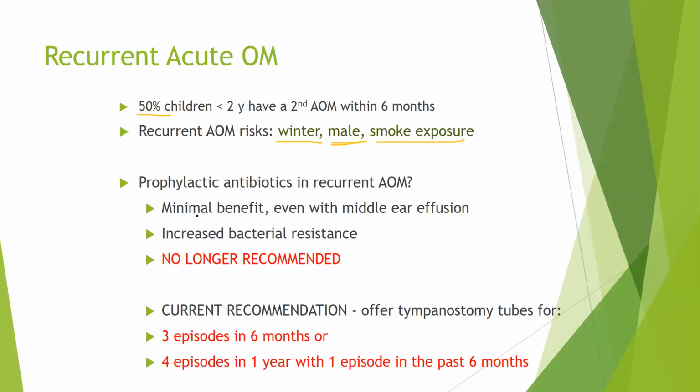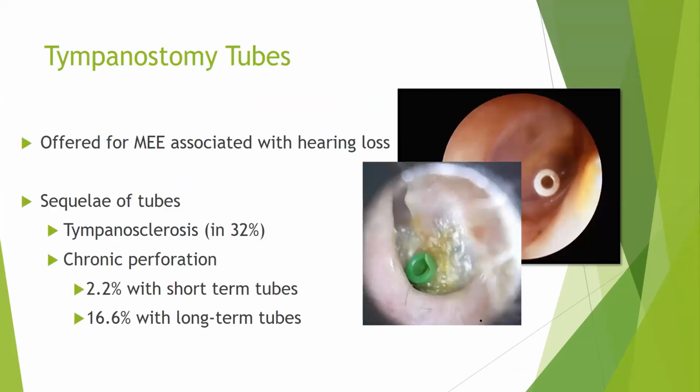Prophylactic antibiotics show minimal benefit. They're not really decreasing the rate of infectious process, so they're really no longer recommended, and we are breeding bacterial resistance by doing that. The current recommendation is to offer tubes to these kids. So 3 episodes in greater than 6 months is an indication for tubes, or 4 episodes in a year is also an indication. So this is an ENT referral. Just send them out, get them worked up by ENT.